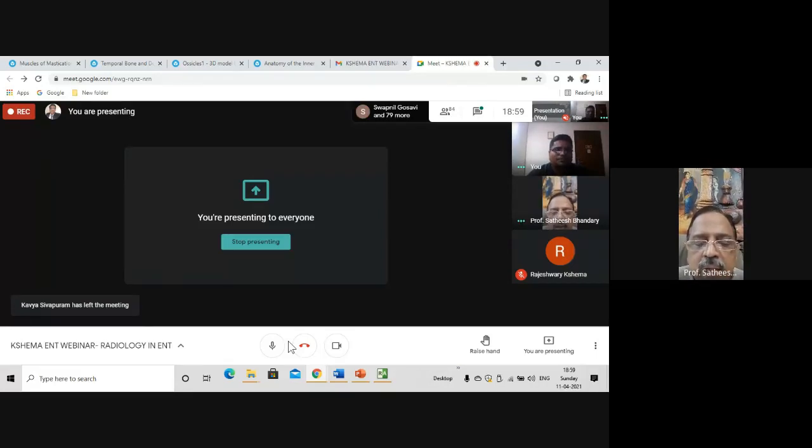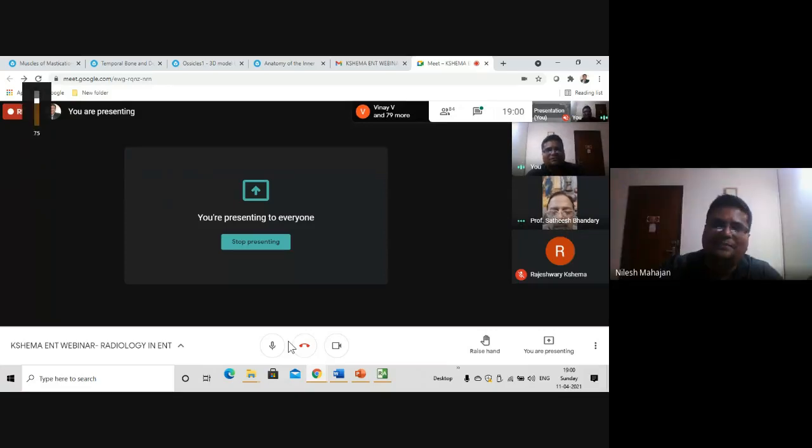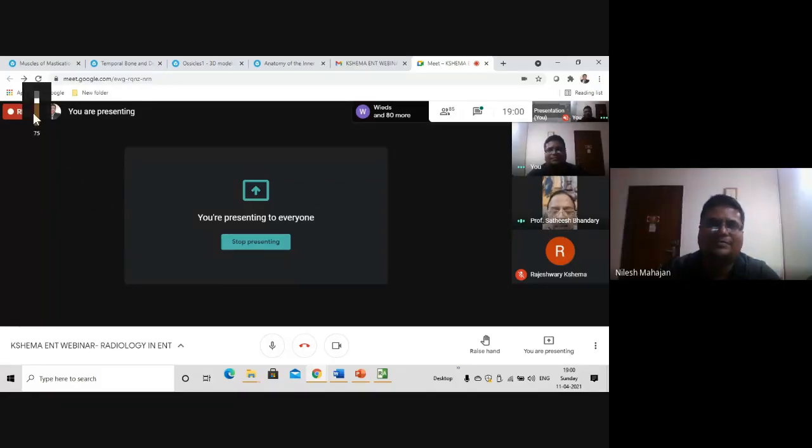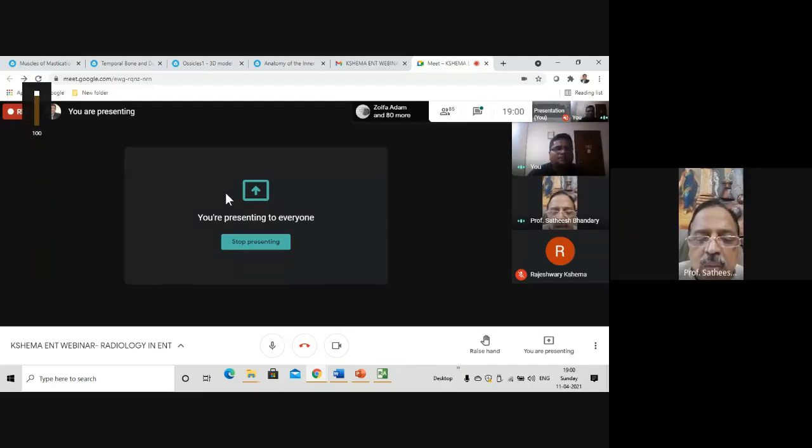I think in the initial sessions we'll be having radiology in ENT. Yes, sir. I want your cooperation to make it more lively and very informative. I think we'll start with the temporal bone. Later, we'll go to paranasal sinus, head and neck CT, particularly the parapharyngeal spaces, and skull base. I think skull base will be done by you only.